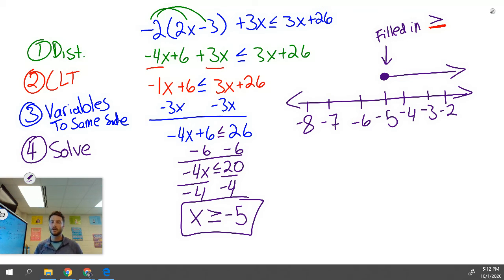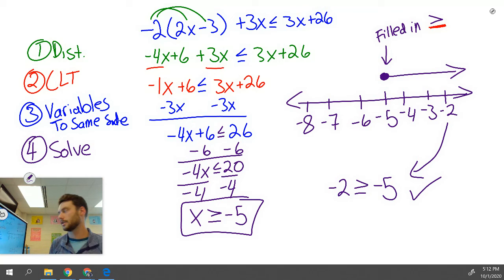If you're not sure, pick something, right? I pick something on the same side that I shaded every time. So I'll pick something like negative 2. You could plug it in and say, let's test it. Negative 2 bigger than negative 5? Yes, it is. That's a true statement. We did it right. Okay. So you could also do something like 0 because you should always know that one. Hopefully that helps for those.